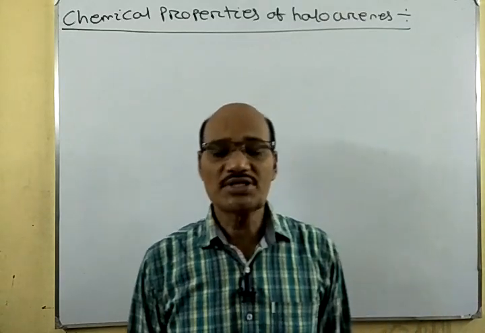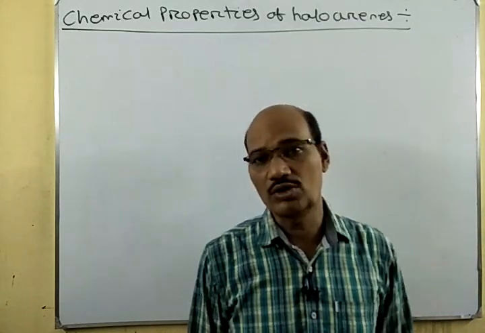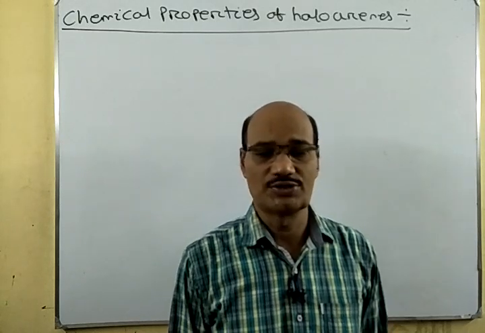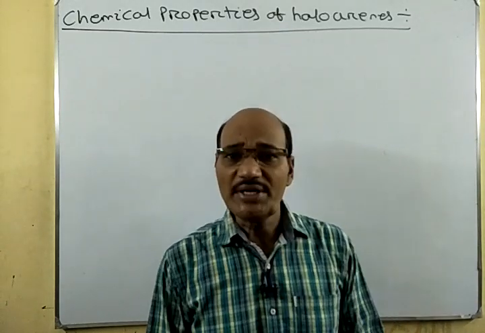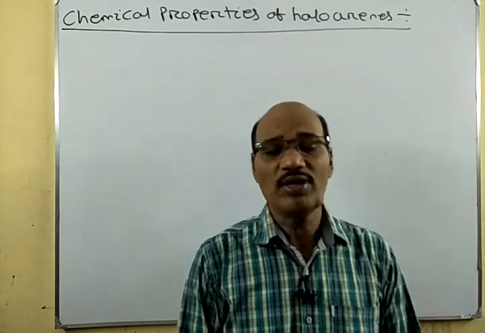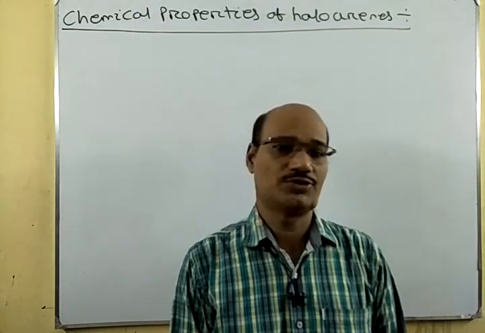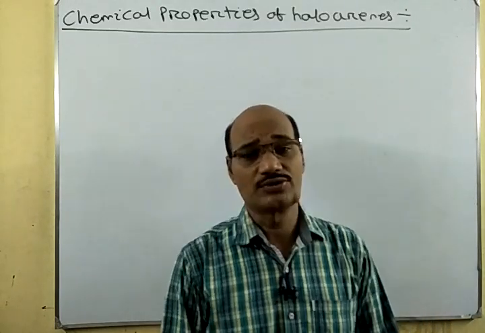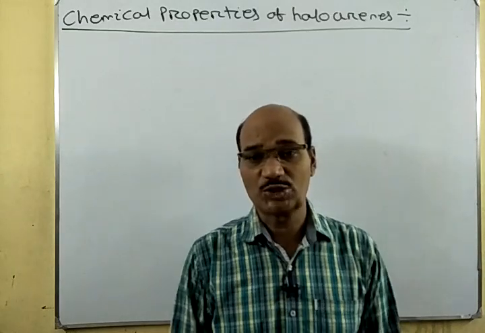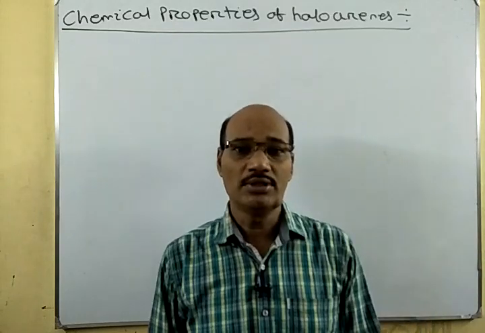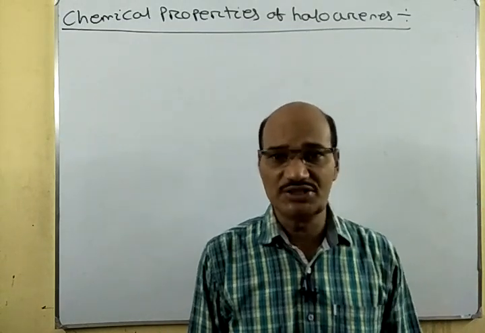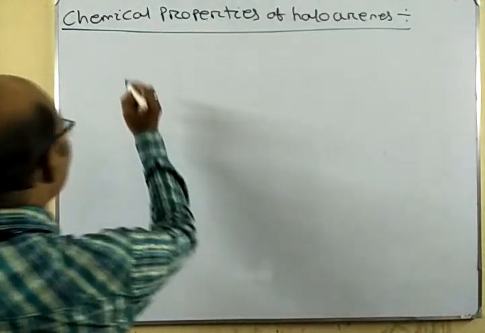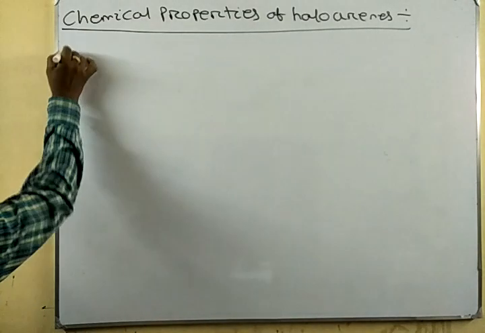Okay, now we discuss how the haloarenes undergo electrophilic substitution and nucleophilic substitution. We know aromatic compounds generally prefer to undergo electrophilic substitution reactions. Nucleophilic substitution in haloarenes is rather difficult as compared to haloalkanes, but the electrophilic substitution at the benzene ring takes place easily in haloarenes. So first of all, how does this electrophilic substitution occur in haloarenes?